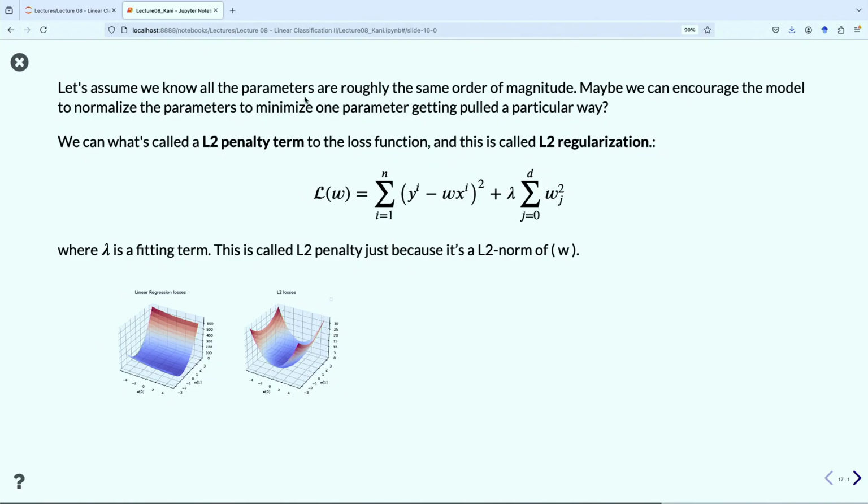And so, in order to do this, there's multiple different types of regularization, but the most common one that we're going to talk about in this lecture, well, not the most common one, but the most basic one, is what's known as L2 regularization. And what L2 regularization is, is simply a penalty term in the loss function where this lambda is a fitting term, but basically we take the square of all the weights and sum them up and just add them to the loss function. Okay? So what does this do?